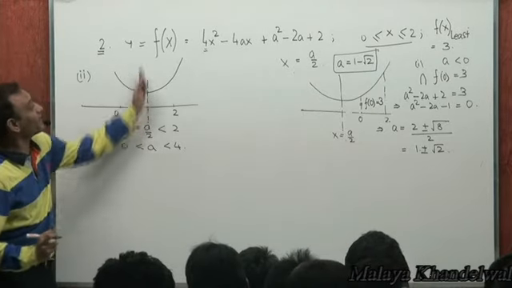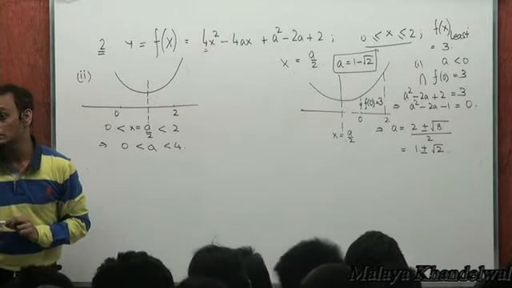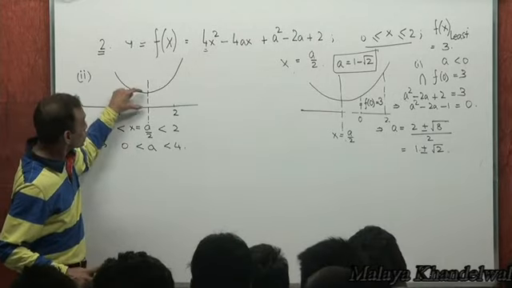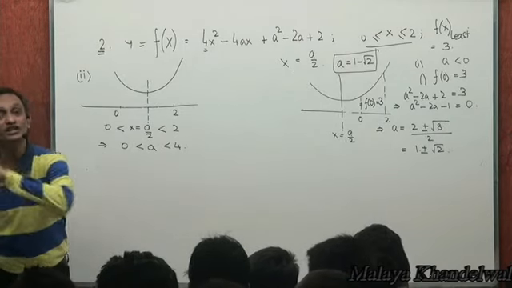That will only guarantee that the axis of symmetry lies in the interval 0 to 2. That's the only thing that it does. But then there is more it has to do. In the interval 0 to 2, the various y's that you get, of those y's, the least y should be 3. The least y should be 3.